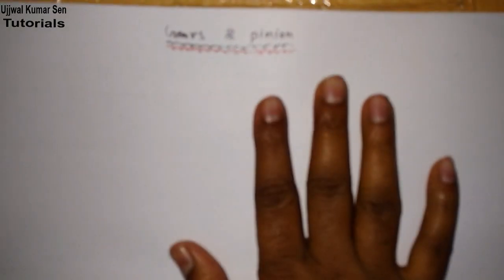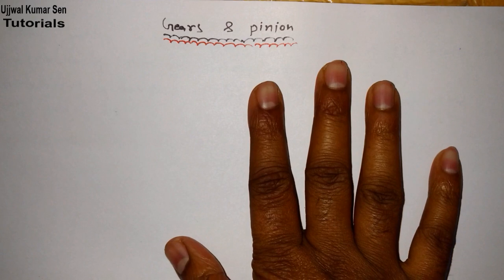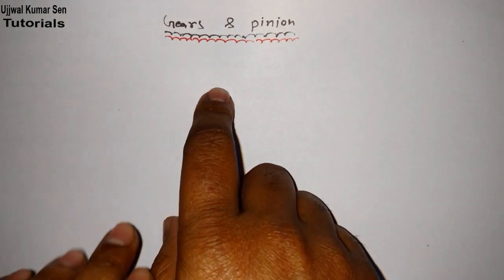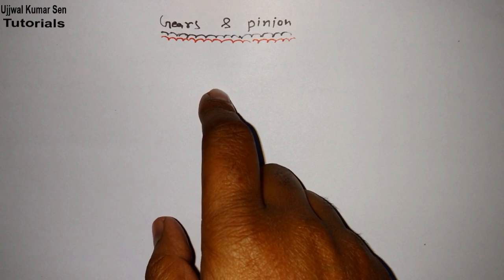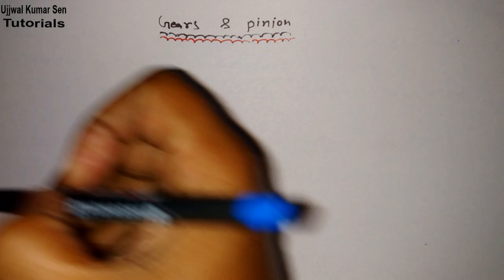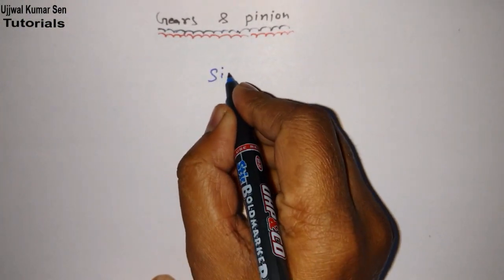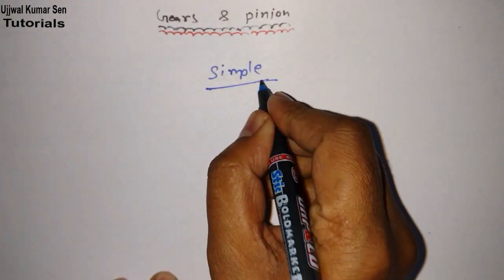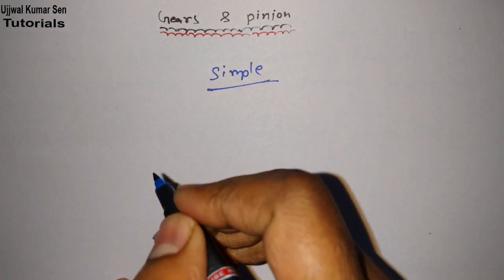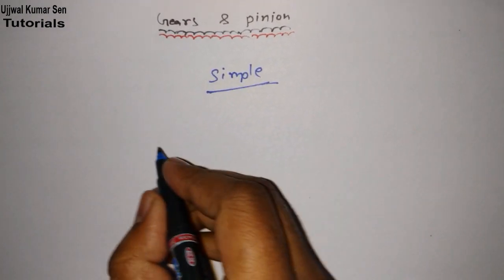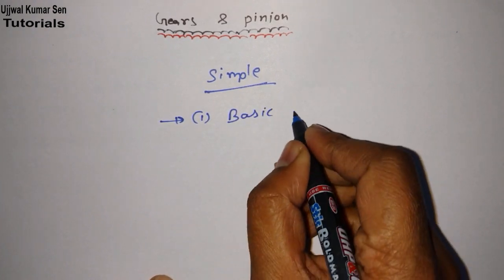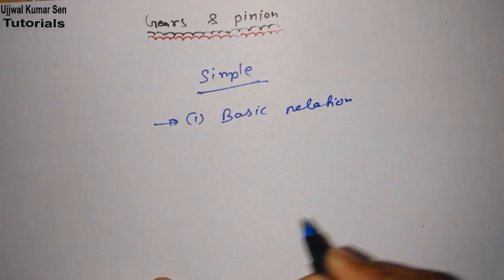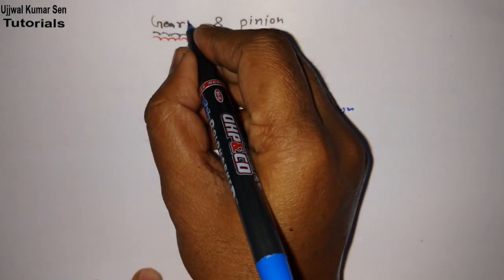So this is Ujjwal Kumar Sen, and in this video tutorial I am going to share with you a numerical problem which is really simple, I must say that, which has been asked in GATE in case of gears and pinion. Well, it's a very simple question. Yeah, I must say that word, that is simple. Why? Because it's totally based on one of the basic relations in case of gear and pinion.